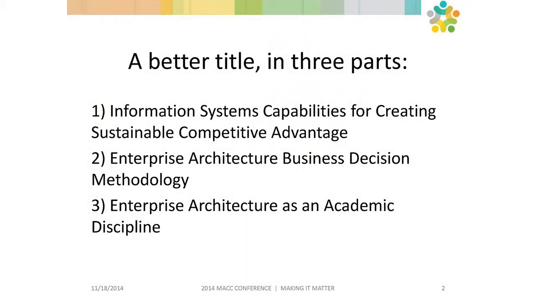I didn't have a title for the abstract I submitted, so they took the first sentence of my abstract. And I don't really have a title for this. It's developed over time, and I'm going to go over the sequence. It's actually 3 presentations. It won't be that long, but I'm going over information systems capabilities for creating sustainable competitive advantages. And then after I worked on that, I later developed an enterprise architecture business decision model. Once you know it's a competitive advantage, how do you make it a decision model? And finally, I'm going to reflect on enterprise architecture as an academic discipline.